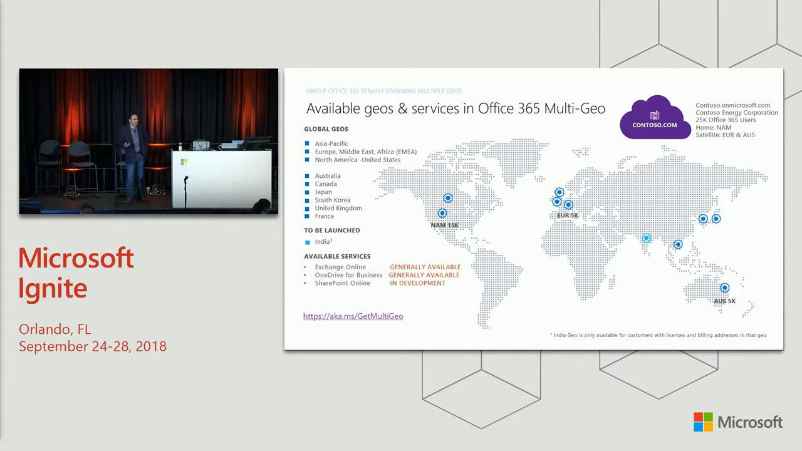You can try to enable it for your tenant. Work with your account team to be able to get there. The link that I have at the bottom, aka.ms/getMultiGeo, just go to that link and it will tell you what OneDrive Multi-geo is and how to get going with enabling that for your tenant. And SharePoint Online, we are in development for this particular aspect of it.